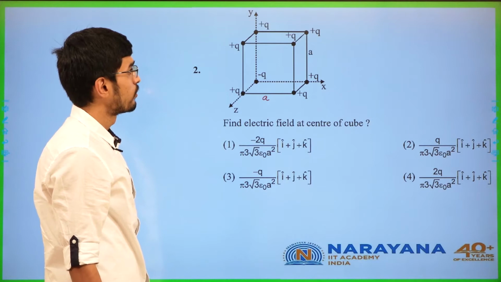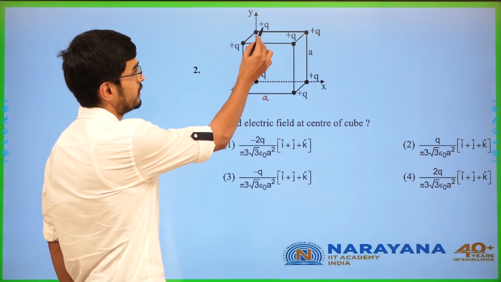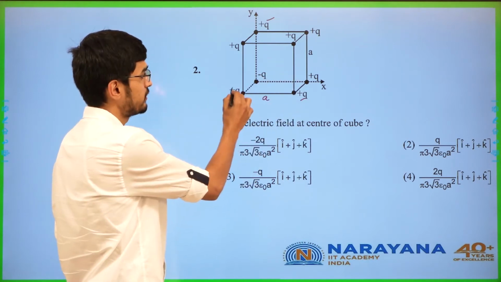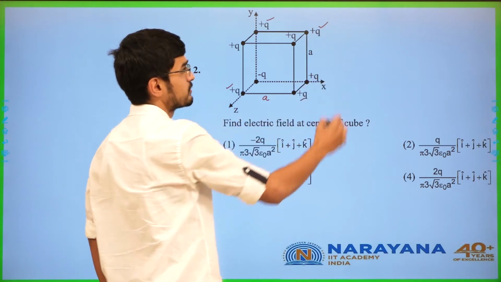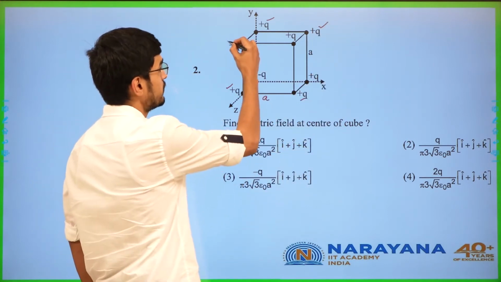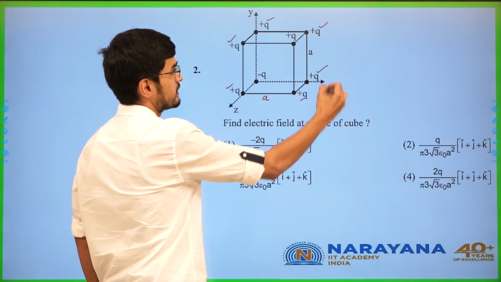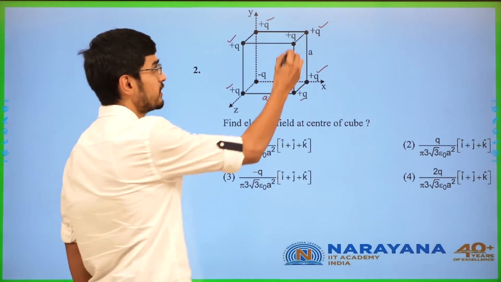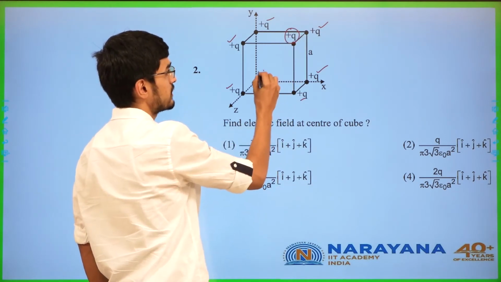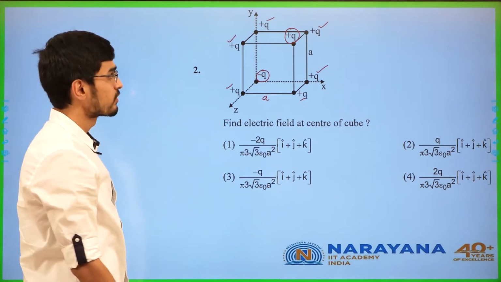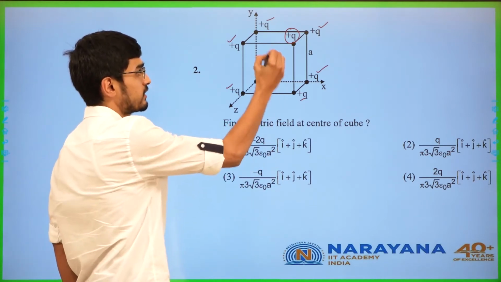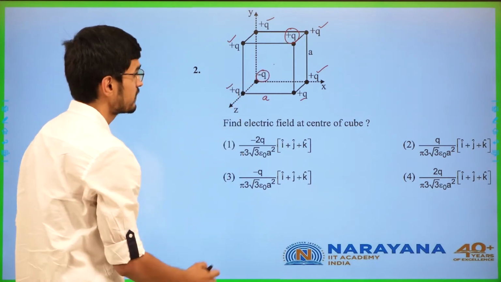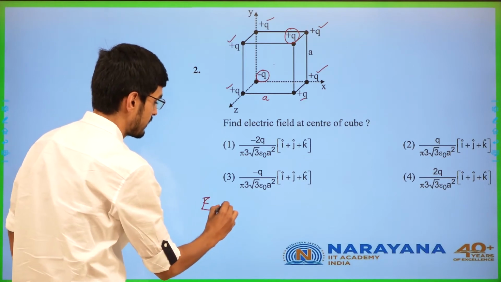So what we can do is understand that the field due to this positive charge and this positive charge will cancel at the center. Same way, the field due to this positive charge and this positive charge diagonally opposite will cancel at the center. The field due to this positive charge and this positive charge will also cancel at the center due to equal magnitude and opposite directions. The field which will remain at the center will be due to this plus q charge and this minus q charge. So at the center of the cube, the magnitude of field created by both should be identical.